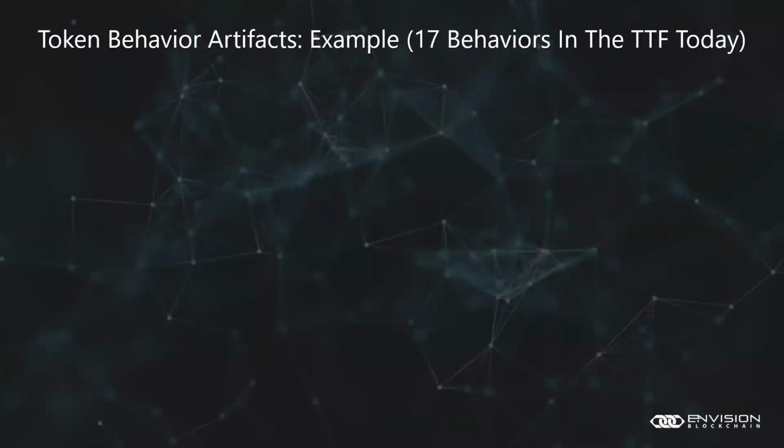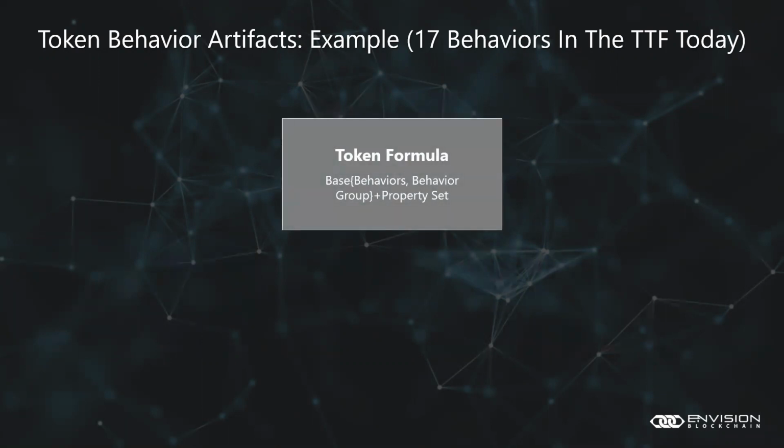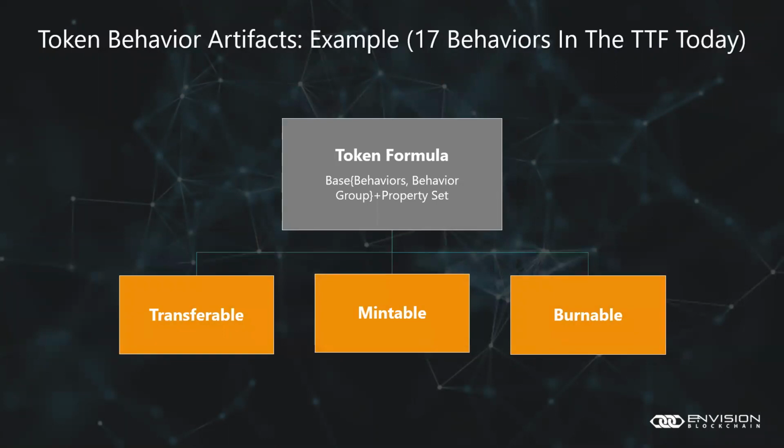Token behavior artifacts have come a long way since inception. As discussed, this month, November 4th, we had this version 1.0 release of the TTF, and since then 17 different behaviors have come into the Token Taxonomy Framework. And when we talk about a token formula, we're talking again about the base, the behaviors, the potential behavior groups, and of course, property sets. And here we're going to take a look at just 3 behavior artifacts: transferable.